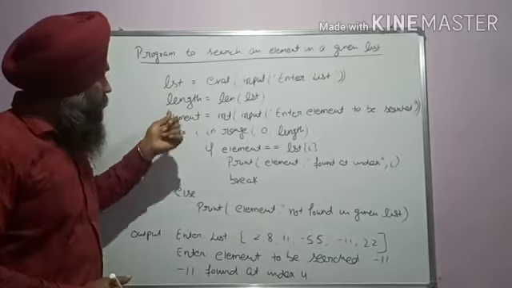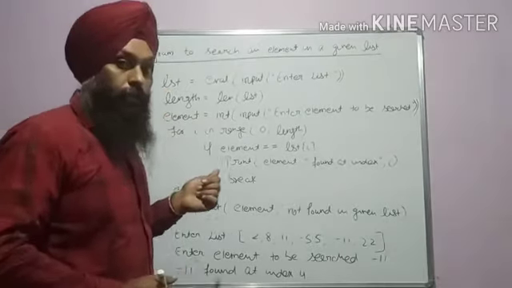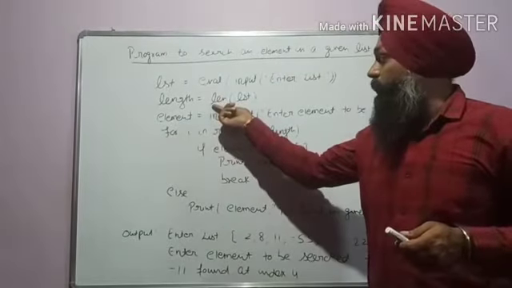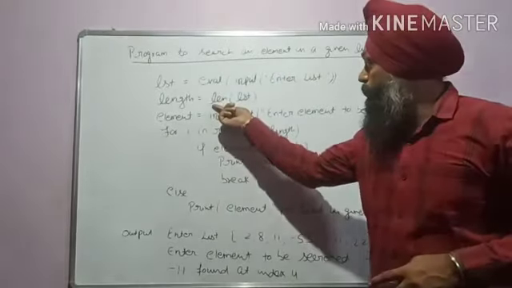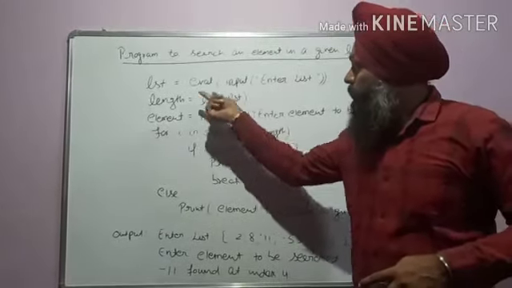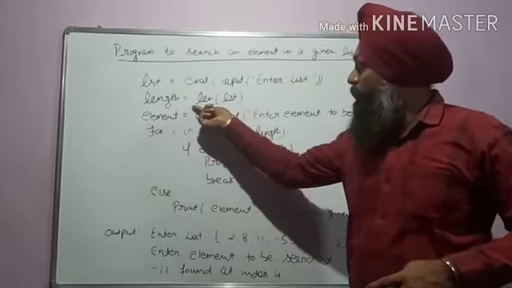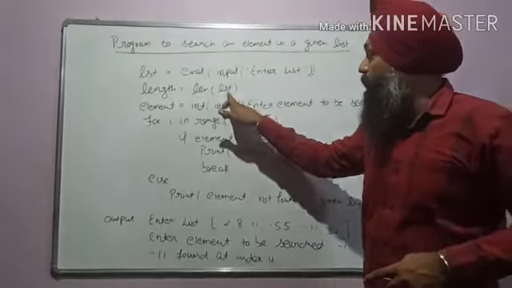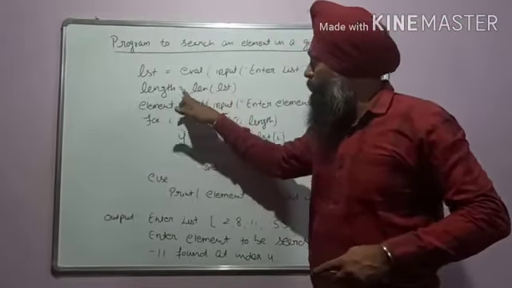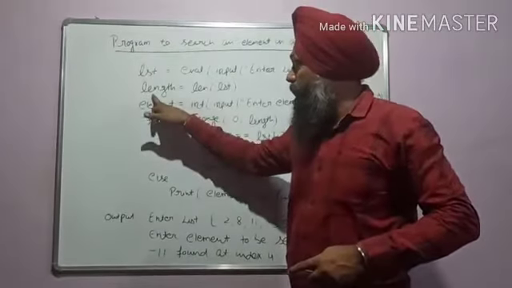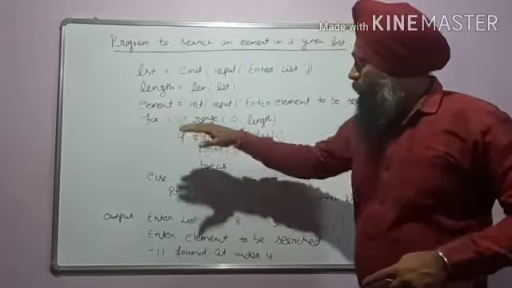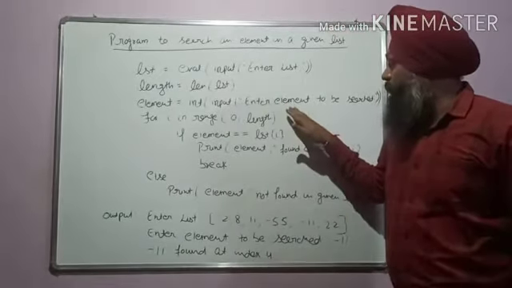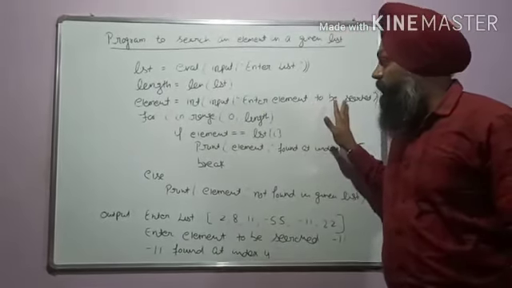In the next step, we have calculated the length of the entered list. For this, we have made use of the inbuilt function len, and here we have passed this list. So the len function will calculate the length of this list, and the value will be assigned to this variable length. In the third step, the user will enter the element which he wants to search.